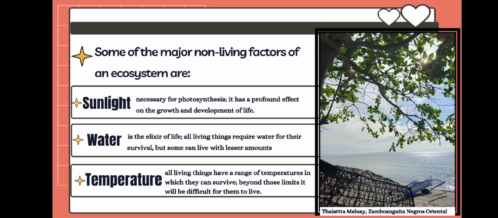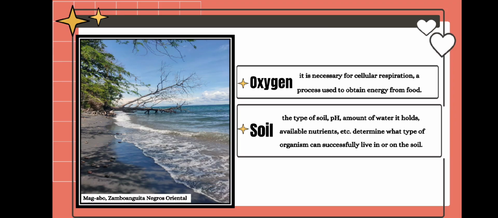The next one is temperature. All living things have a range of temperatures in which they can survive. Beyond those limits, it will be difficult for them to live. Oxygen. Many living things require oxygen. It is necessary for cellular respiration, a process used to obtain energy from food. Others are actually killed by the presence of oxygen, like some bacteria.